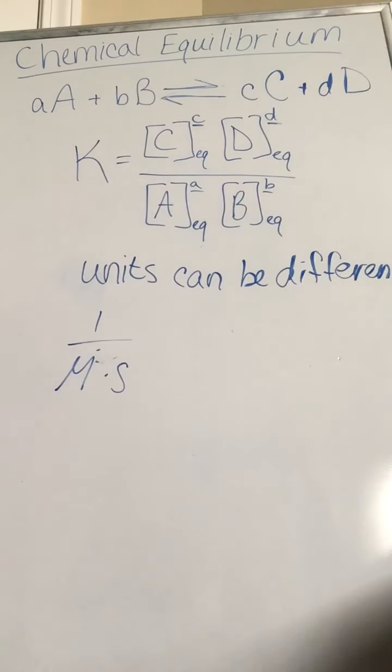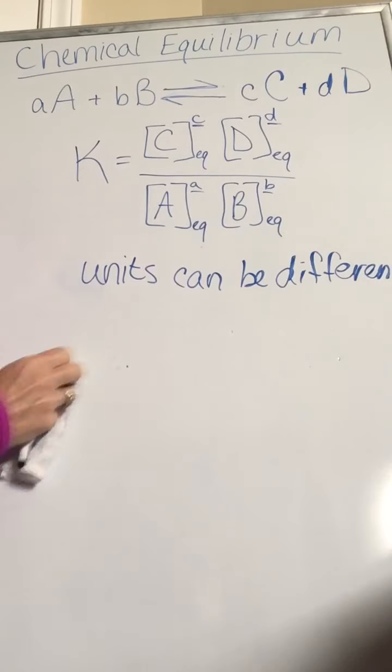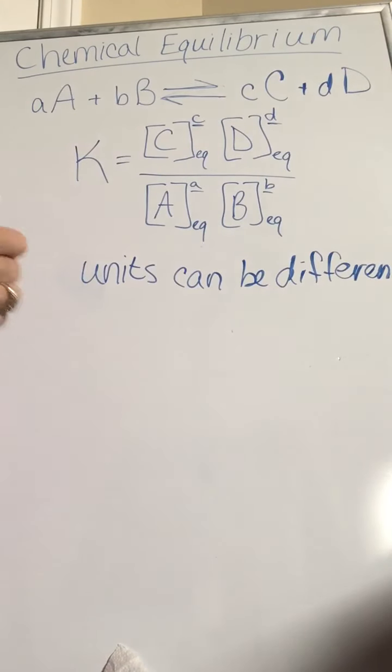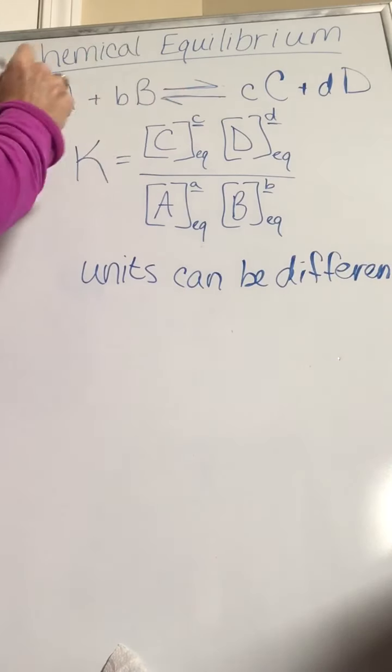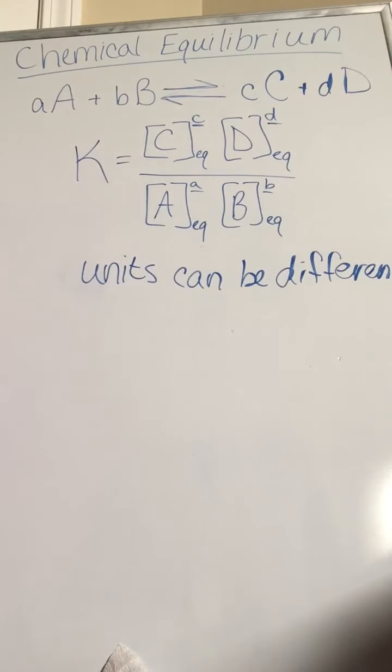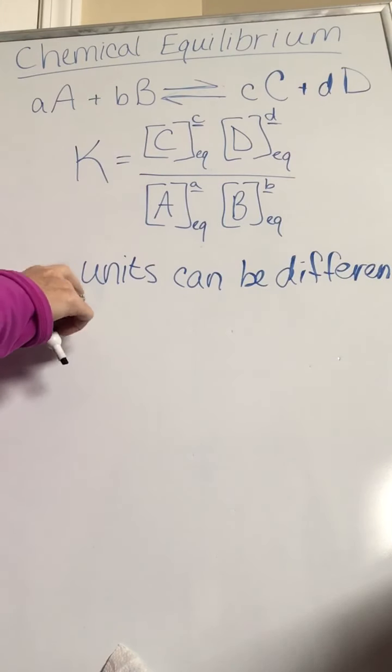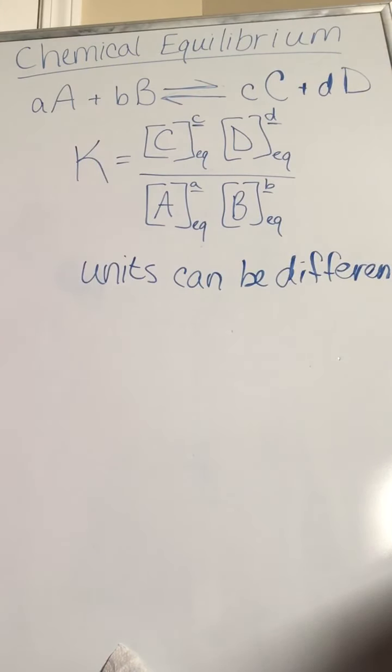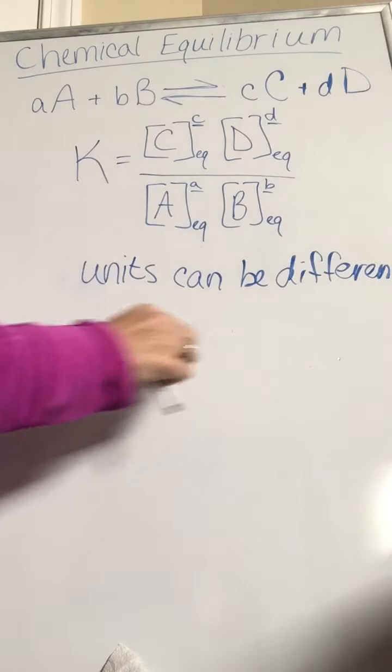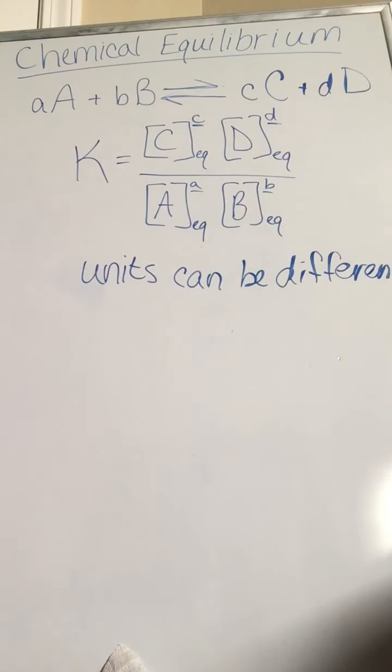Okay, so the main way that they are not alike, the equilibrium constant versus the rate constant, is that the equilibrium constant does take into account stoichiometry and the rate constant does not. The way that they are similar is the units can be different. They can change depending on what the reaction is. So those are how they're similar and how they're different.